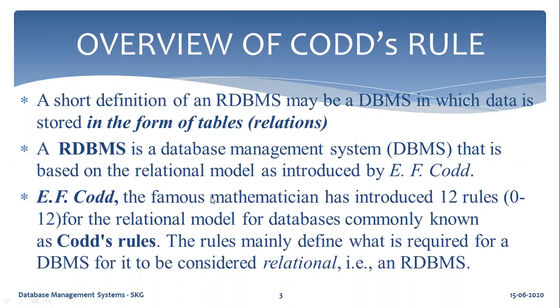RDBMS is a database management system that is based on the relational model, and it was introduced by E.F. Codd. E.F. Codd is known as the father of relational database management system, and he is a famous mathematician who introduced 12 rules. Actually, there are 13 rules, starting from 0 to 12, for the relational model of database, commonly known as Codd's rules. The rules mainly define what is required for a DBMS to be considered relational.